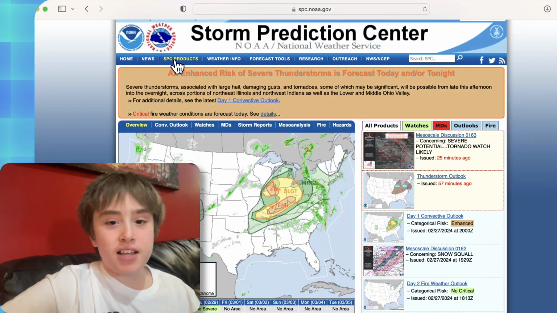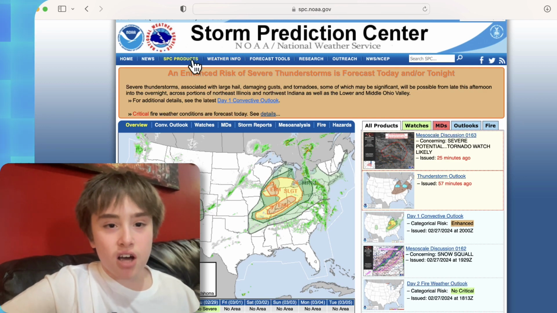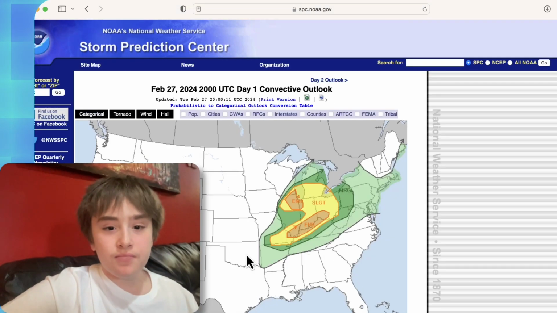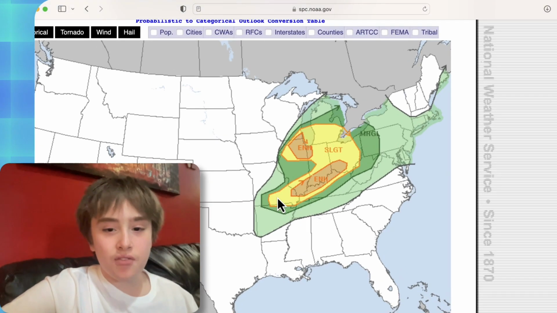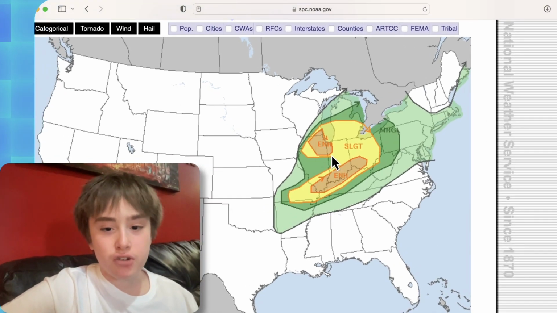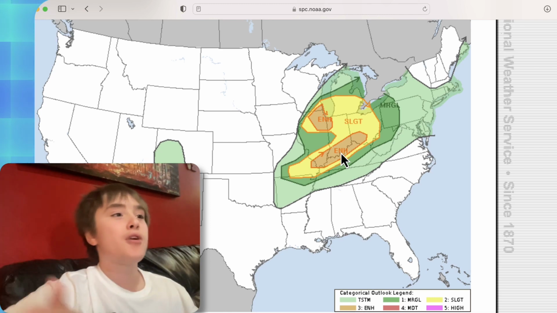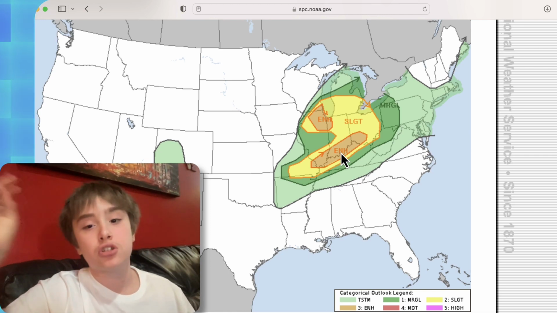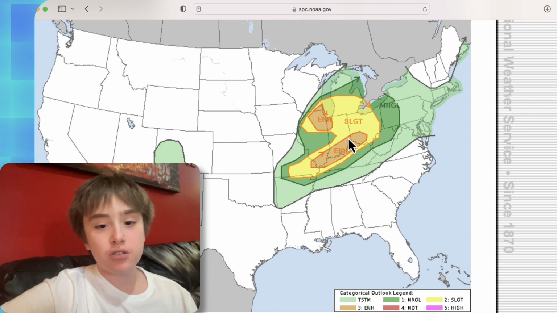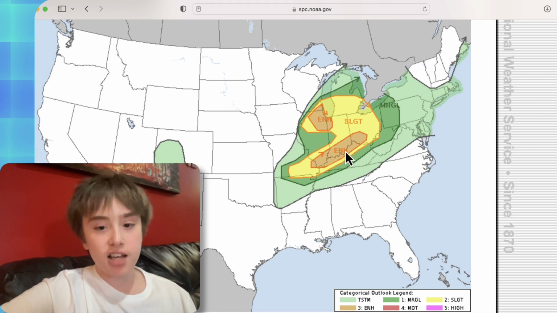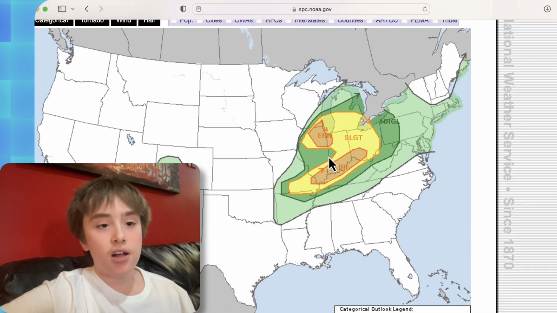Here is what the SPC thinks. So, let's look at the SPC products. And there you can see we have 2 enhanced risks, which are level 3 out of 5, which means it's halfway there from the smallest severe weather to the most extreme severe weather. There's one area down here in the Ohio River Valley between Illinois, Indiana, Ohio, and parts of Missouri, and also includes Louisville, Kentucky, and Evansville, Indiana.